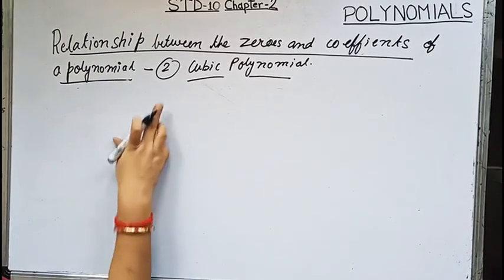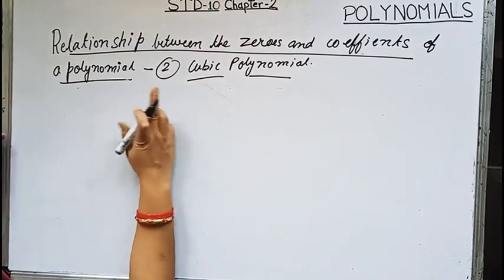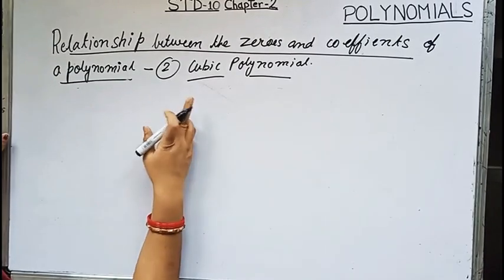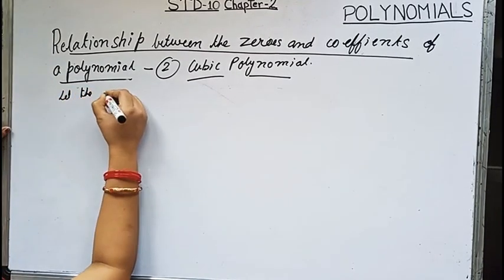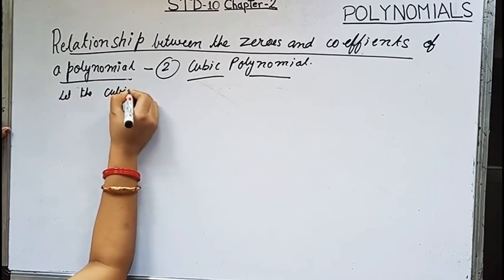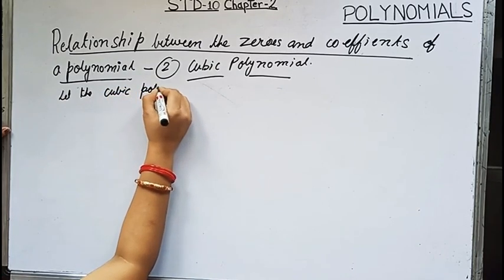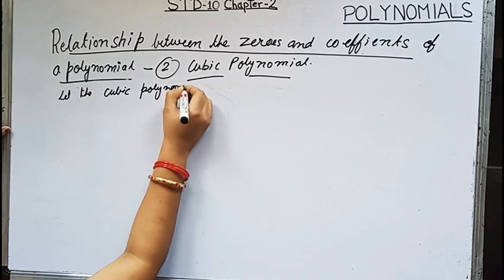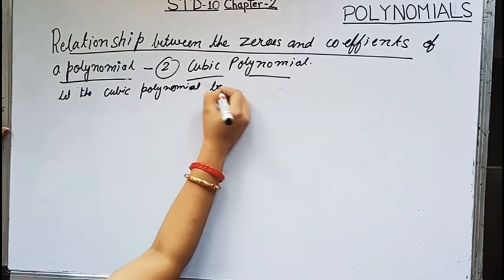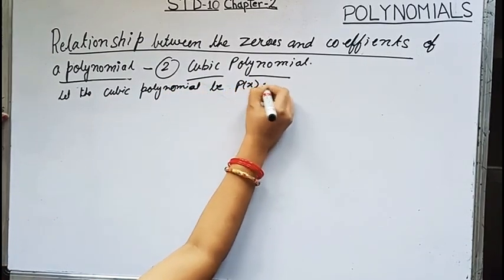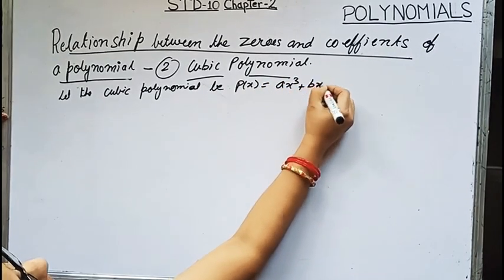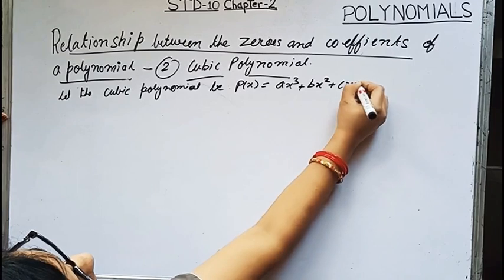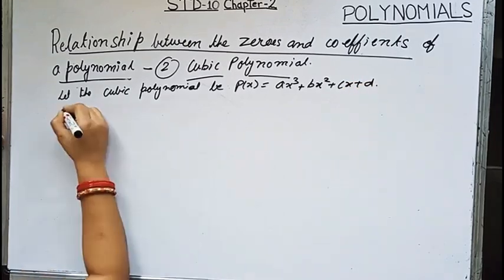Let us take the second cubic polynomial. It is the relationship between the zeros and the coefficients of a cubic polynomial. Let the cubic polynomial be p(x) = ax^3 + bx^2 + cx + d.